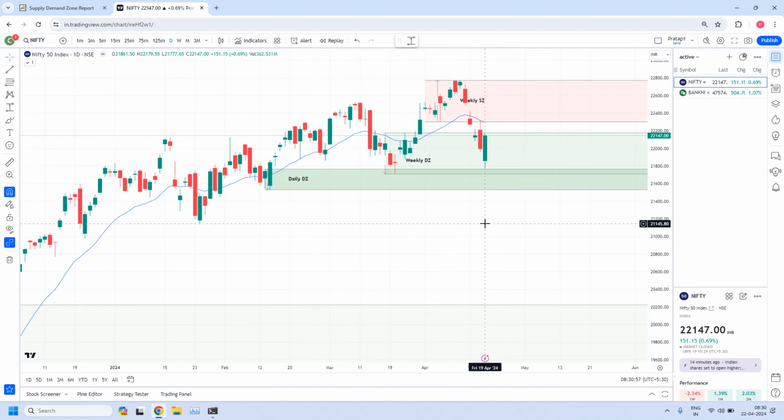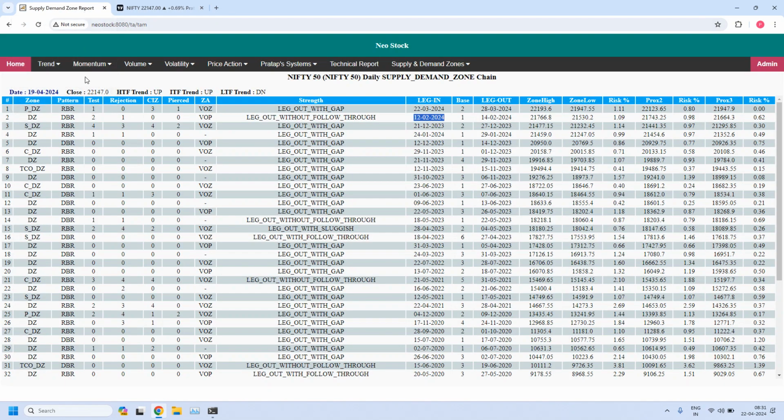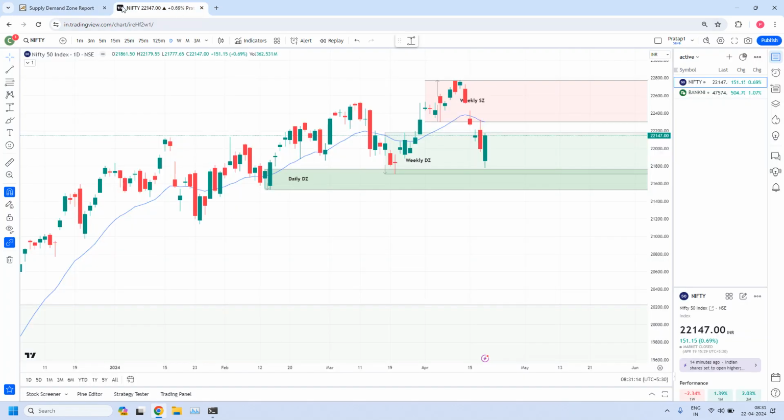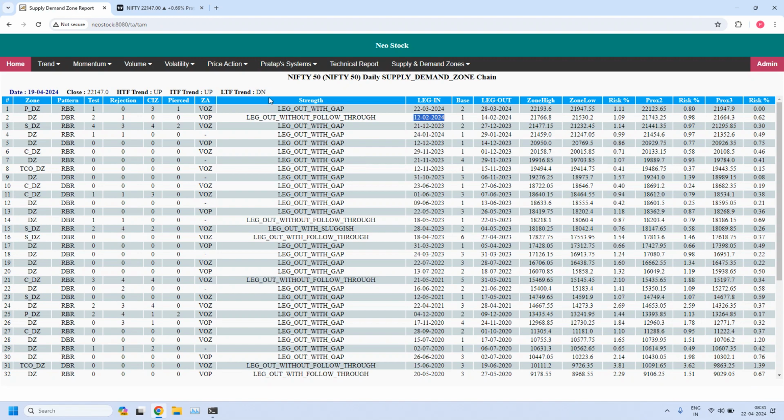Okay, this is about daily demand zone at this point of time. Let's not get into the next level. If this is violated, then next time we will discuss. And what about the daily supply zone? There is no daily supply zone. We will be having only lower time frame zones. So that's why let us focus on that.